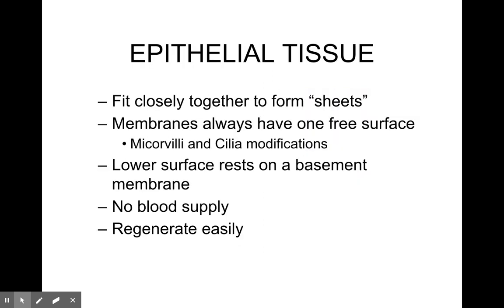The 5 characteristics of epithelial tissue. This is a question on the test. What are the 5 characteristics of epithelial tissue? You need to write these down, so now you want to start taking notes. This is information that you need to know and be able to answer on a test. The first characteristic of epithelial tissue is that it fits closely together, so it forms sheets of cells. The membranes always have one free surface. What that means is that one side of the cell is always exposed to open space.